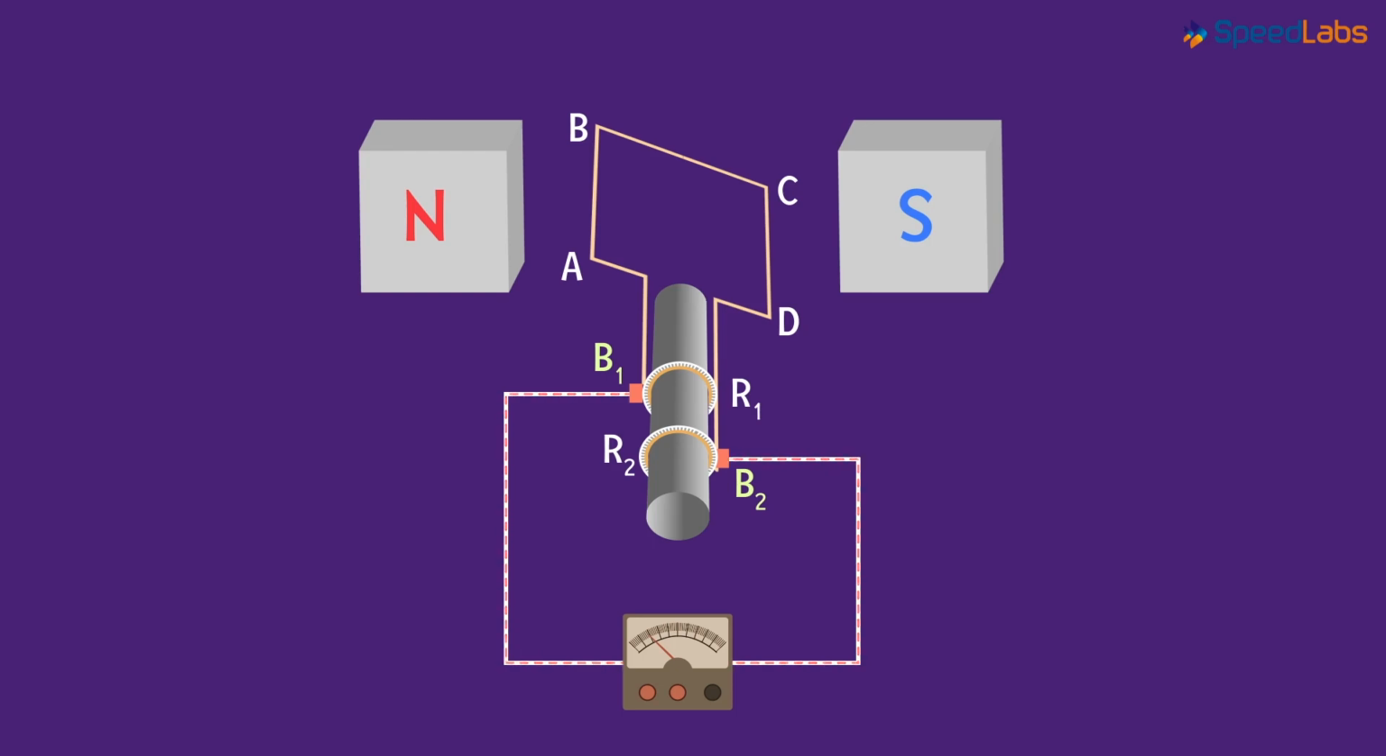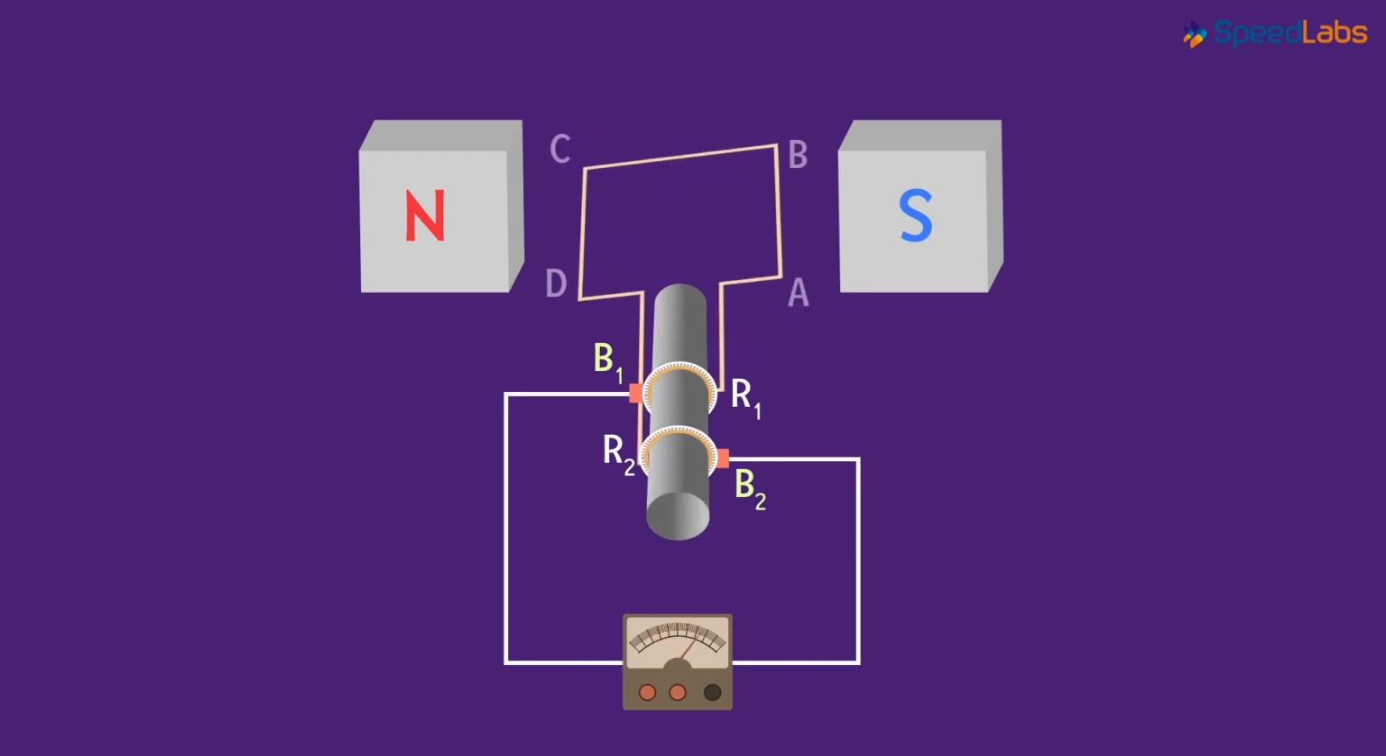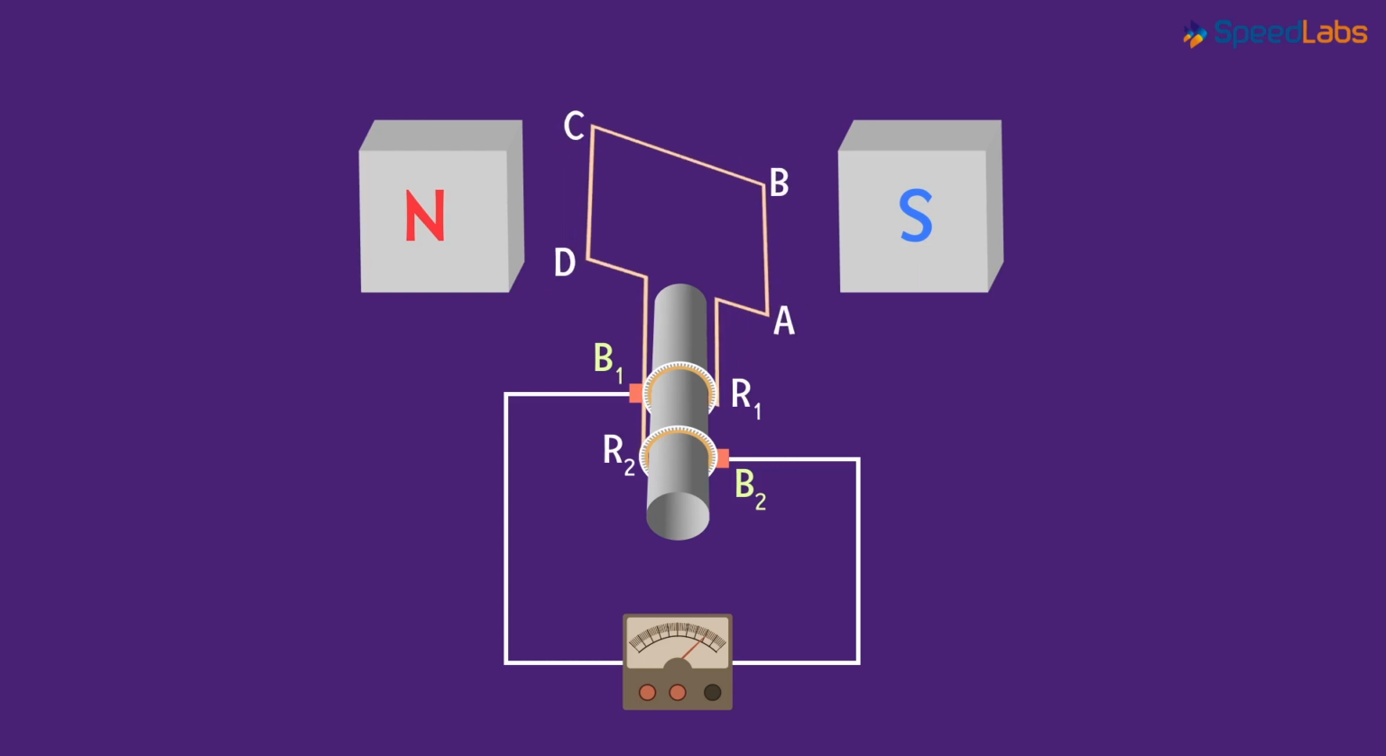Now let's stop and see what happens after half a rotation. We see that arm AB is on the right and arm CD is on the left. And the coil is still rotating clockwise, which means CD is going up and AB is going down. So this time the flow of current will be in the direction DCBA. And in the external circuit, it's moving from B1 to B2.